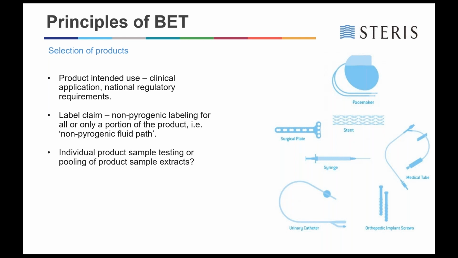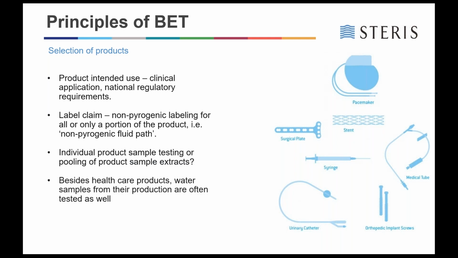When we're looking at product selection, there are two scenarios that we can look at testing. We can either look at individual testing or testing the products as a pooled extract. And besides the healthcare products, there's also in-process sampling that can be done. And one of the common sources for in-process sampling are water samples. And these water samples are taken from the production and they're tested alongside your product samples.